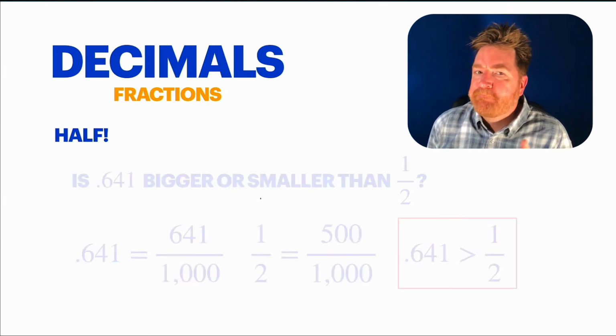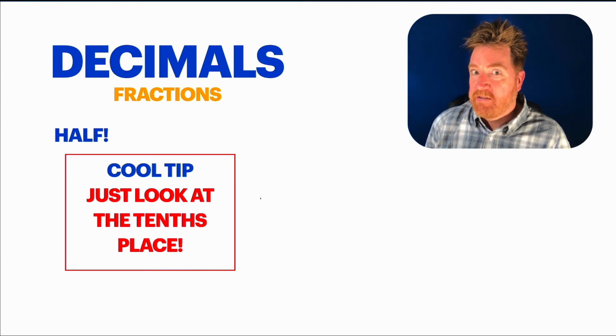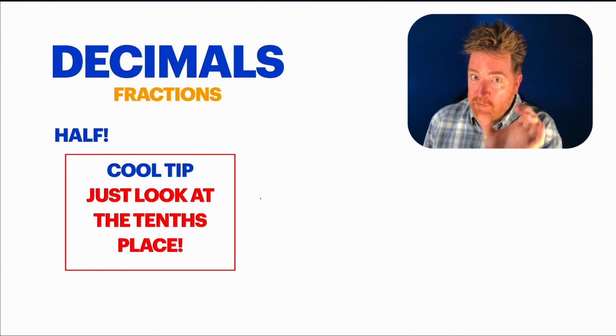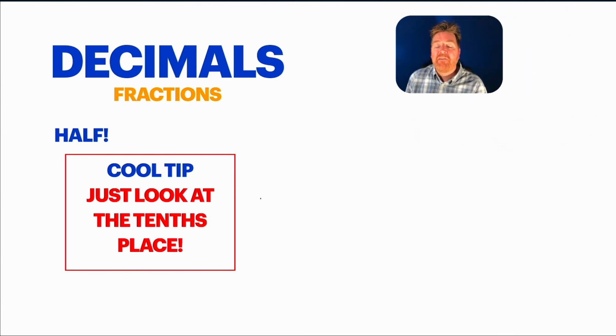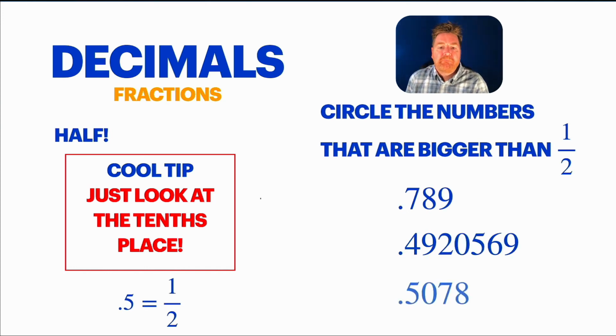Now here's a quick tip. I think this is important. All you really need to do is look at the tenths place to decide when you're talking about half. Remember, half in decimal form is 0.5 or 5/10. So let me give you three numbers here. If you want to decide if a decimal is bigger than a half, all you have to do is look at that tenths place. If it's 5 or higher, and you have other things to the right of it, you actually don't care about it, it's going to be greater than a half.